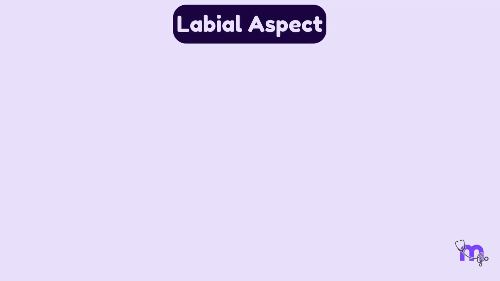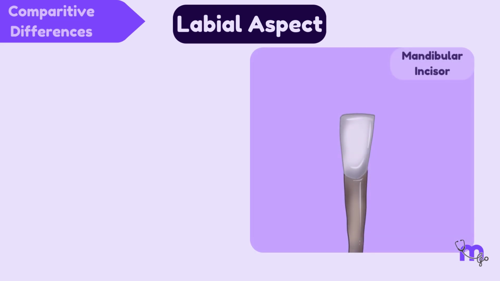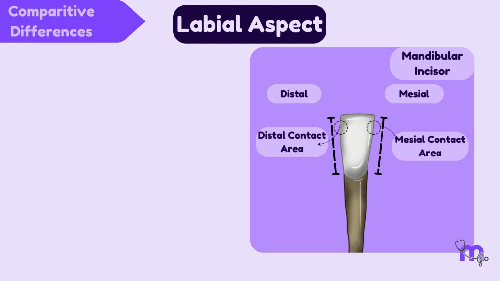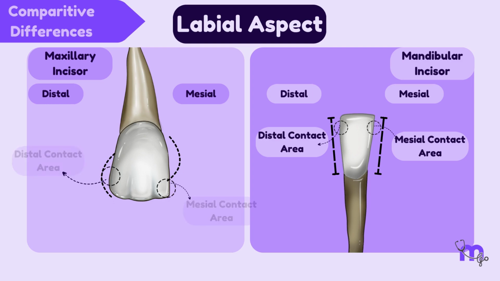Now let's begin our examination by inspecting both sets of teeth from the labial aspect. First, let's focus on the outlines to note their comparative differences. In mandibular incisors, the mesial and distal outlines appear relatively straight, with their contact areas situated near the incisal edge. Conversely, in maxillary incisors, these outlines take on a more convex shape, with contact areas positioned at different levels along the tooth surface.